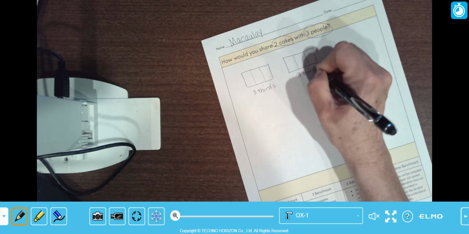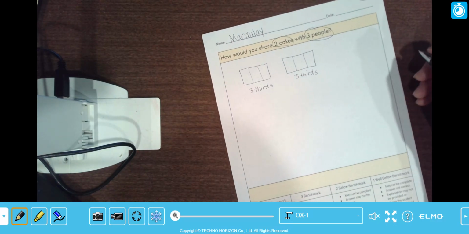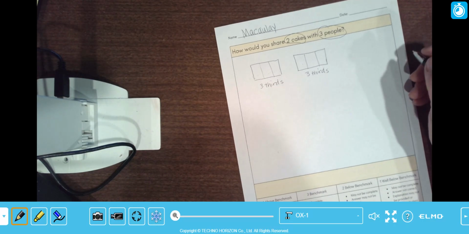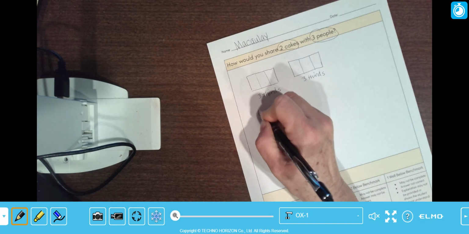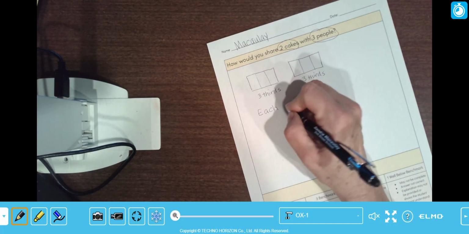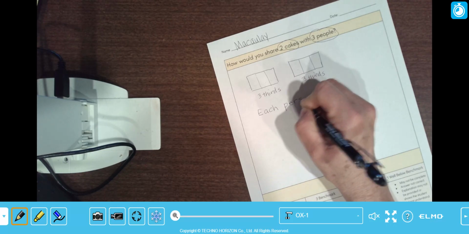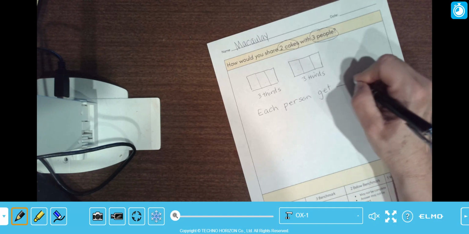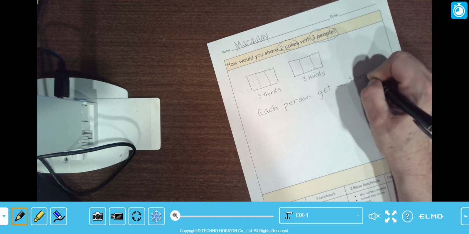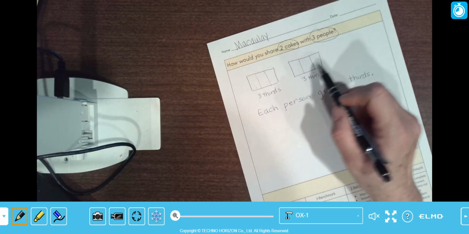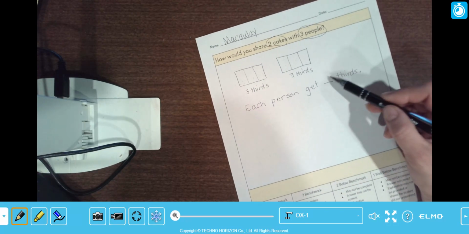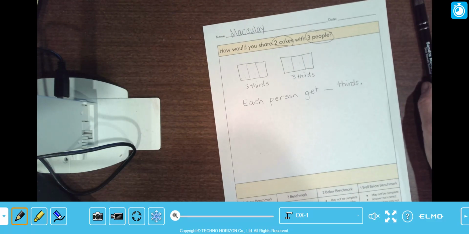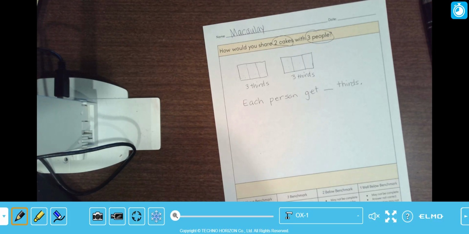3 thirds. How much would each person get if you're going to share the cake with the 3 people? Okay, so each person gets how many blank thirds? How many thirds does each person get? Write that down here, please. Okay. All right. Good job.